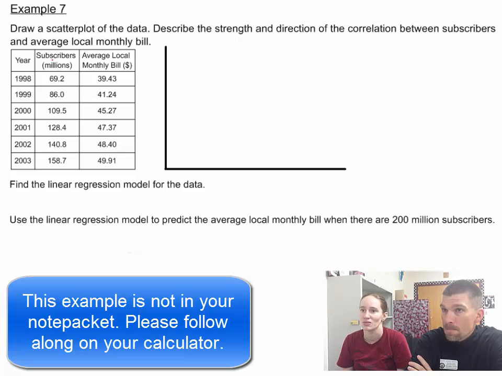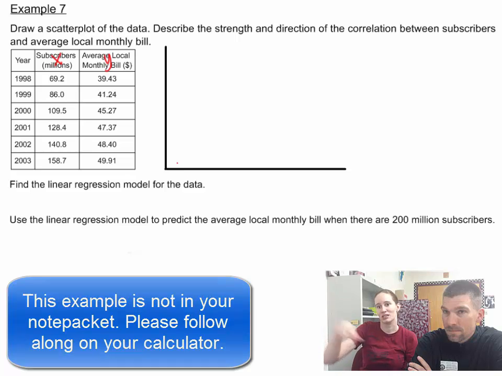So that means that subscribers will be the X and average local monthly bill will be the Y. I believe that is correct. There it is, X and Y. Just like we said. So to draw a scatter plot, we've got a little L shape here.